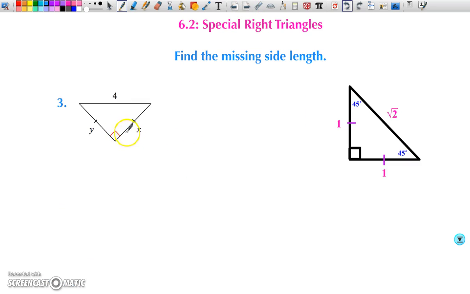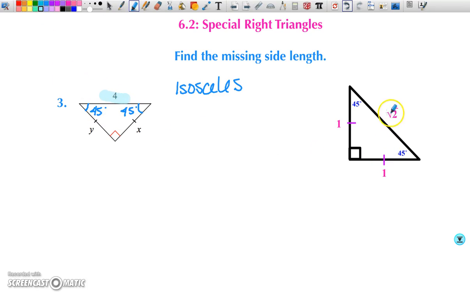All right, next example. So given the fact that these are congruent sides, these legs are congruent, that would make this an isosceles triangle. So if it's isosceles, then what that means is that this angle is congruent to this angle. Well, if they are congruent and it's a right triangle, they each have to be 45 degrees. Okay? So given that they're each 45, we'll go ahead and match up our sides.